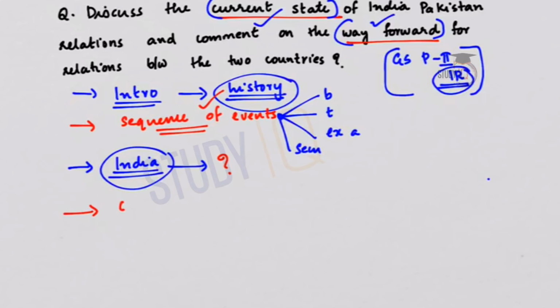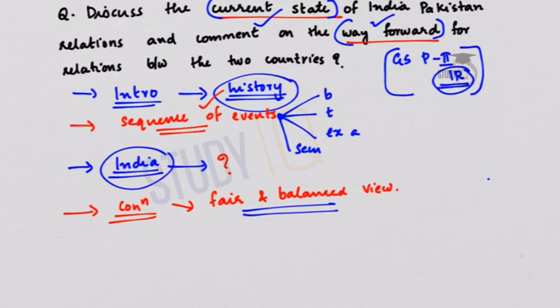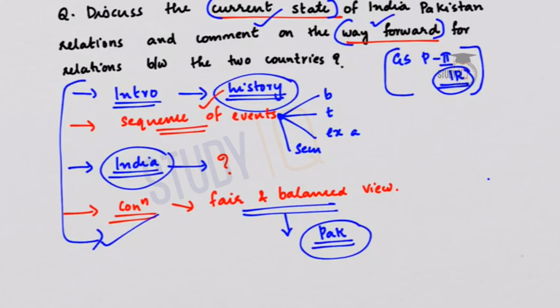And fourth paragraph can be a conclusion where you can mention a fair and a balanced view of India-Pakistan relationship. So how we can maintain a tension-free relationship with Pakistan, and what should be the methods or measures that India should adopt in this regard. So this can be your fourth paragraph, and this will make an answer for this question.